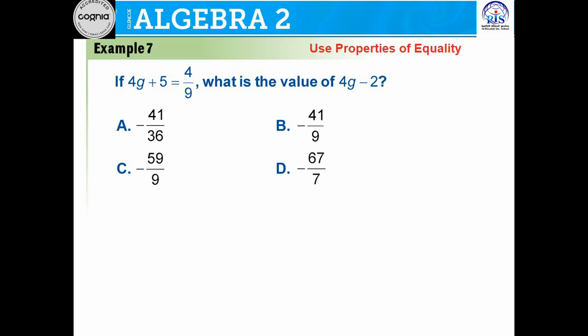If 4G plus 5 equal 4 over 9, what is the value of 4G minus 2? Here, what shall I do? First, I must find the value of G from this equation. Then I replace here. Of course, here, first I make minus 5, minus 5. Then here you will have 4 over 9 minus 5. Fractions, you must make denominators the same. After you make denominators the same, you subtract, then you divide by 4. You get the value for G, you replace it here.